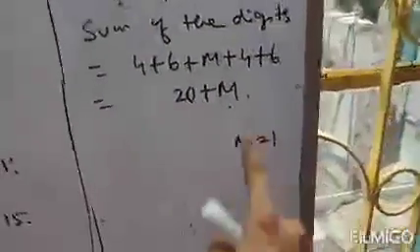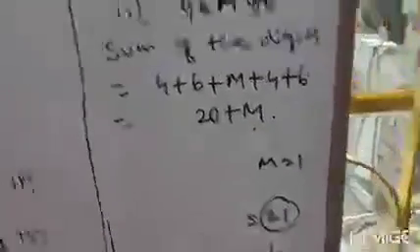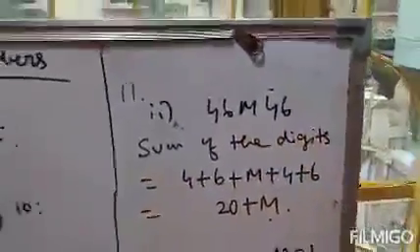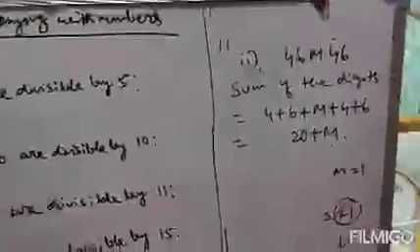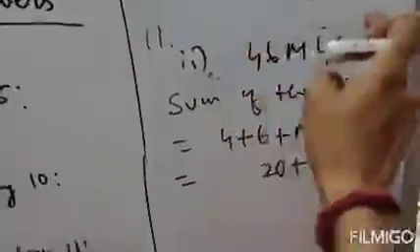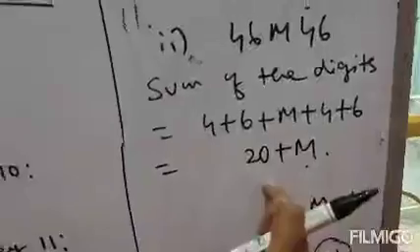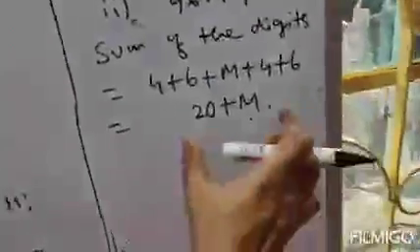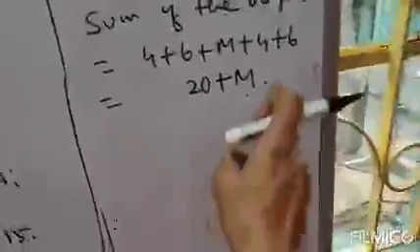m should be 1 because if m is 1, then the sum is 20 plus 1, that means 21. And if the sum is 21, then it is divisible by 3, and only then this number is divisible by 3. I am repeating again, the divisibility rule of 3 says the sum of the digits should be divisible by 3, and the sum of the digits is 20 plus m. Only then this number is divisible by 3, so if m is 1, this sum is divisible by 3, because the question says smallest whole number.